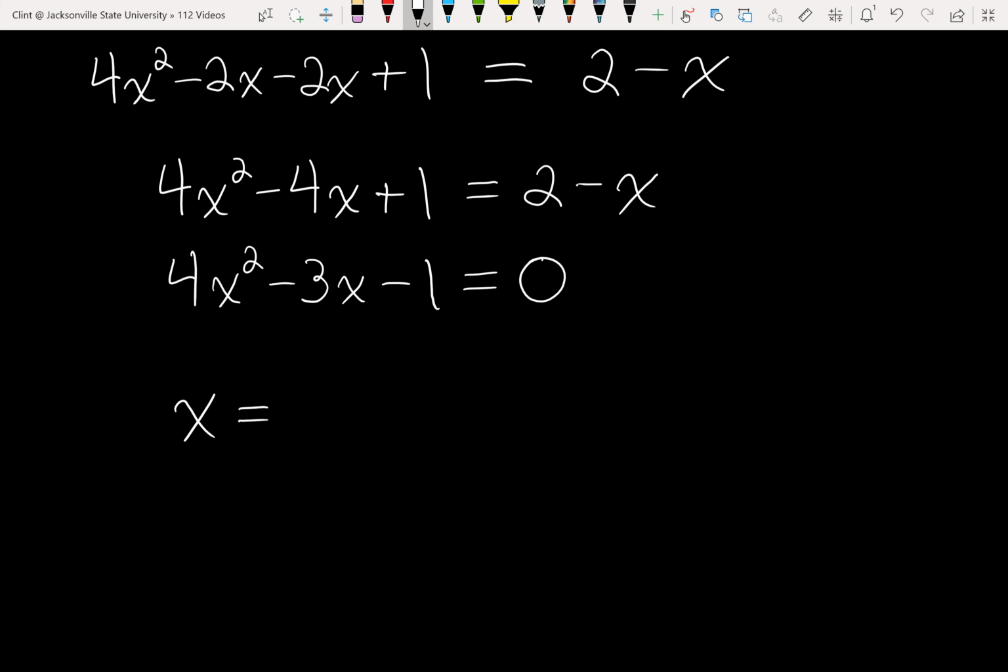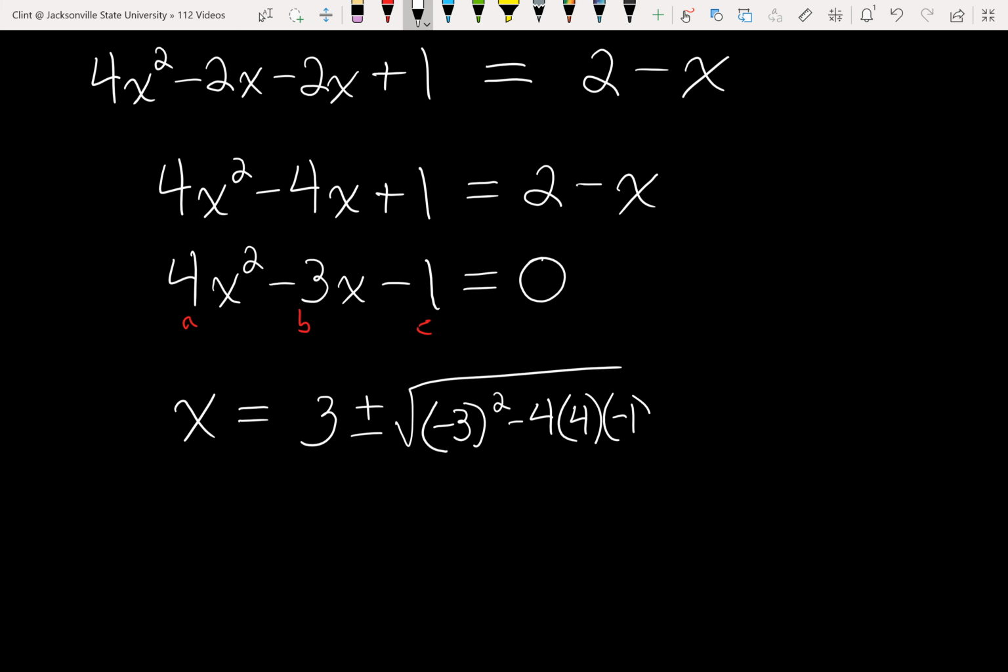And I'm okay with that. That's not my favorite, but I'm okay with it. So negative b, let's label them. We've got a, b, c. So negative b, b is negative 3, so we get positive 3 plus or minus the square root of negative 3 squared, use parentheses, minus 4 times a, which is 4, times c, which is negative 1, all over 2 times a, which is 4.